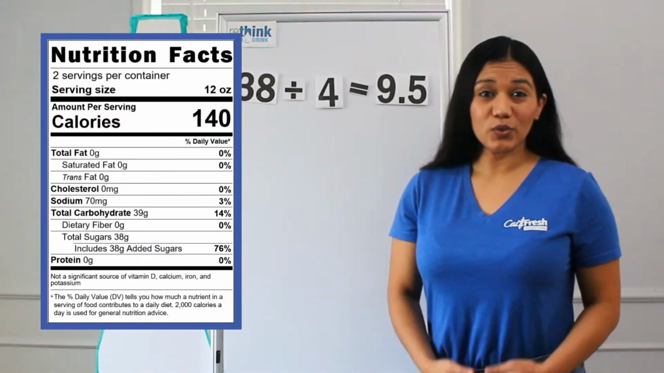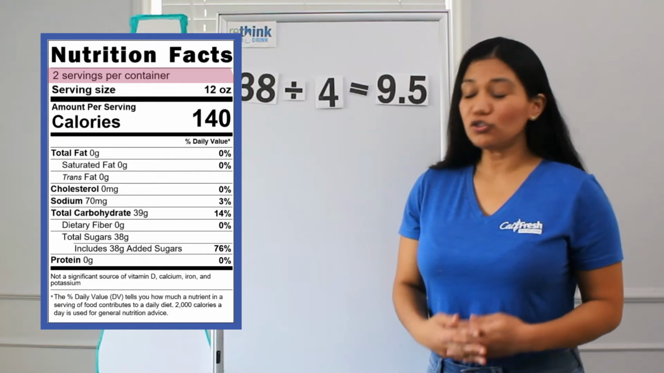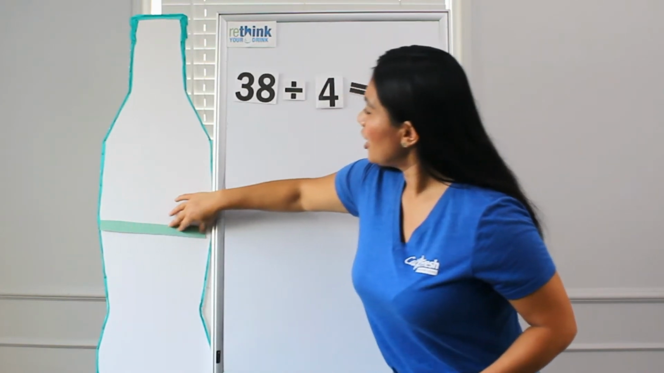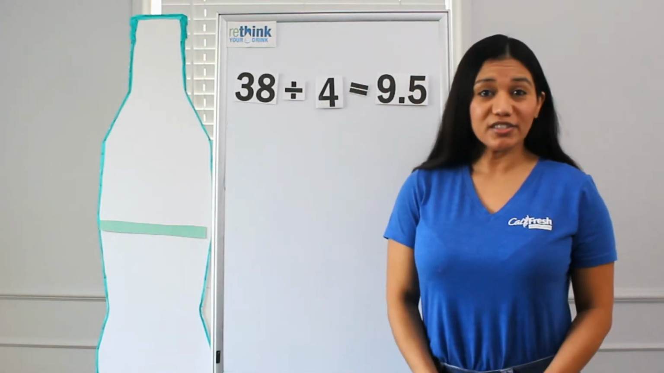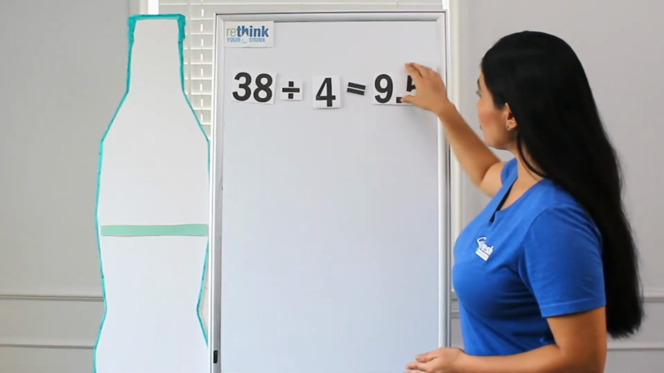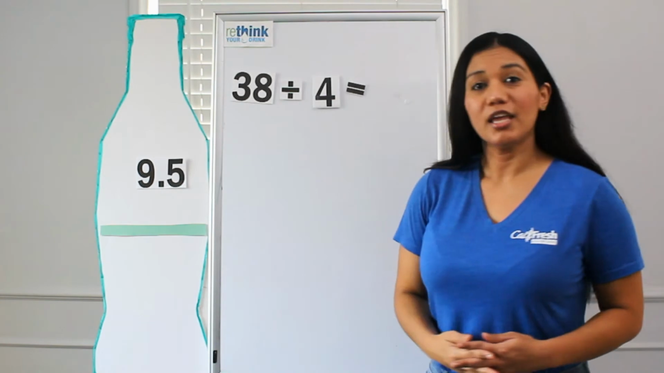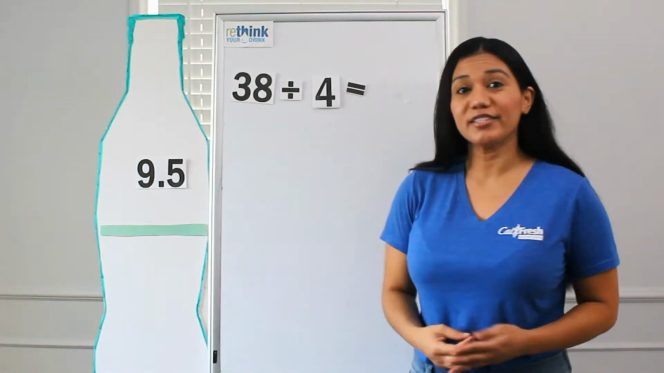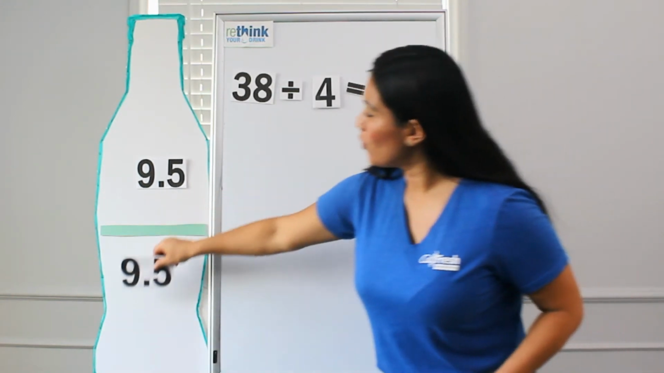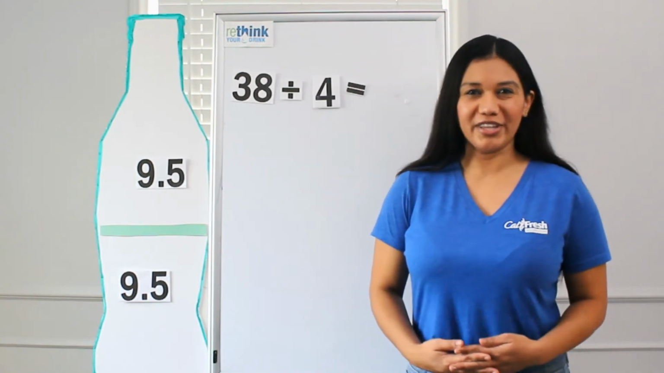The label of this soda indicates that it has 2 servings. So I'm going to draw a line dividing my bottle in 2. Each half represents 1 serving of this soda. In step 2, I found that 1 serving of this soda has 9.5 teaspoons of sugar. Now, I know that this soda has 2 servings. That means the other serving has also 9.5 teaspoons of sugar. We're almost there.